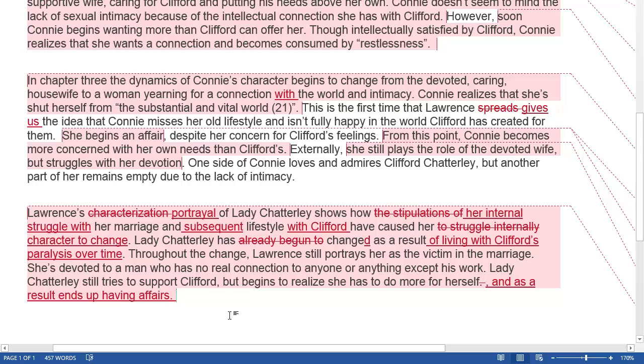Lady Chatterley has changed as a result of living with Clifford's paralysis over time. Throughout the change, Lawrence still portrays her as a victim of marriage. She's devoted to the man, blah, blah, blah. It's a kind of a long conclusion for just a short 300 words. So I think she can really wrap this up and get it down to close to 300 words, if not 350 words, because there's a lot of repetition of the conflict and even the summing up at the end.